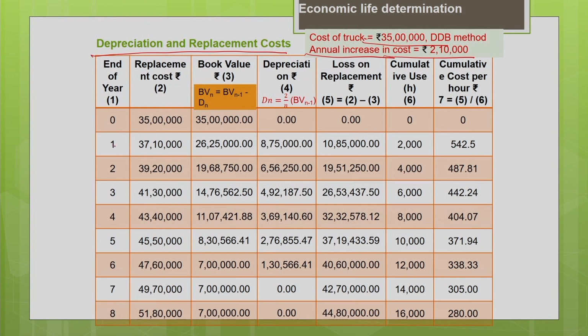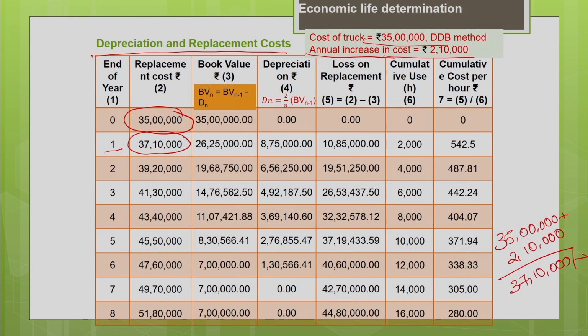Okay. So, after 1 year, if we want to replace the particular machine, the increase in the cost will be 2,10,000. So, initial cost is 35 lakh. At the end of 1 year, if you want to replace the machine, you have to spend 37,10,000 to replace the machine. So, there is an increase in cost of 35 lakh plus 2,10,000. So, at the end of first year, if you would like to replace, the cost will be 37,10,000.